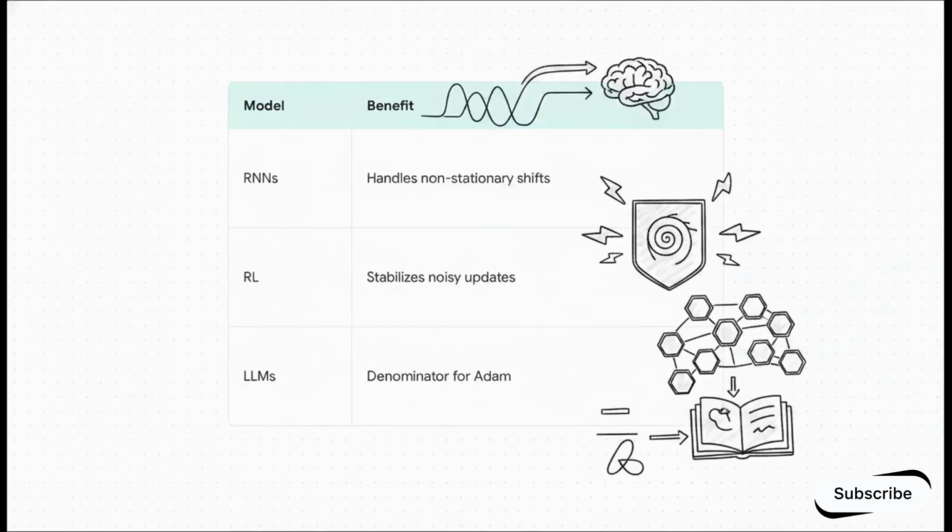Now, RMSProp was originally deployed to save recurrent neural networks, adapting instantly to non-stationary shifts as time steps evolved. It was also used to stabilize really noisy reinforcement learning agents where different workers might be sending back wildly conflicting gradient updates. But its true, monumental legacy is hiding right in plain sight within modern transformers and large language models.